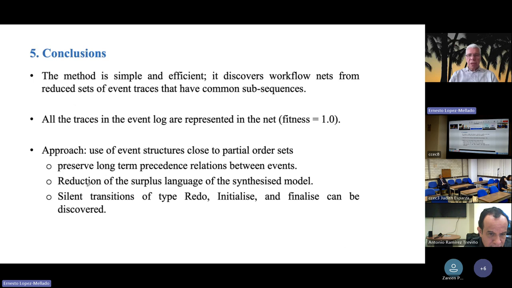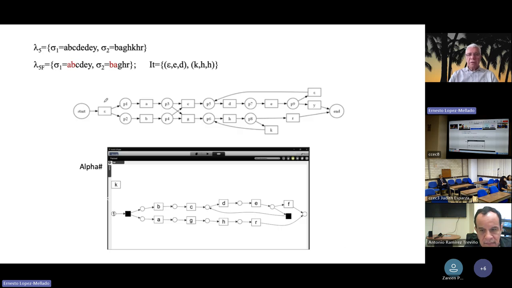This reduced the surplus language of the discovered model, and we arrive to discover redo, silent transitions, initialize and finalize. Here in this model, we can see a silent transition. This transition has no label of the alphabet. Here also we have a cycle that is performed by executing this silent transition.